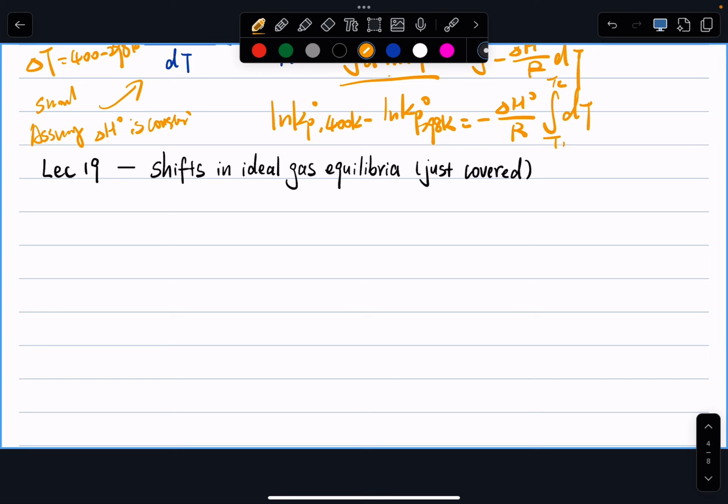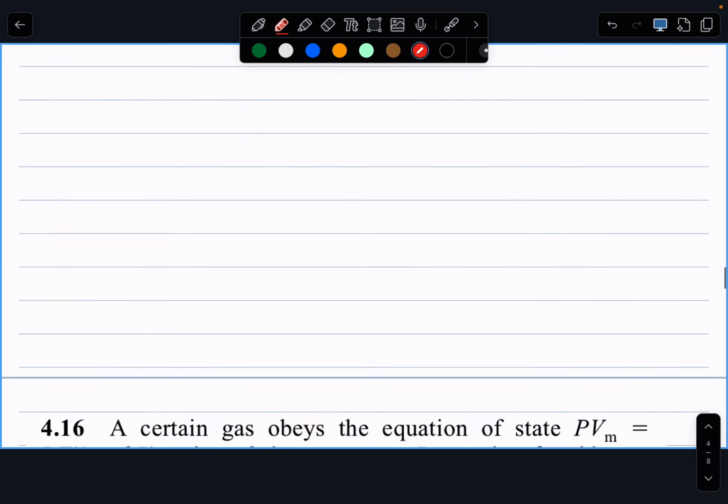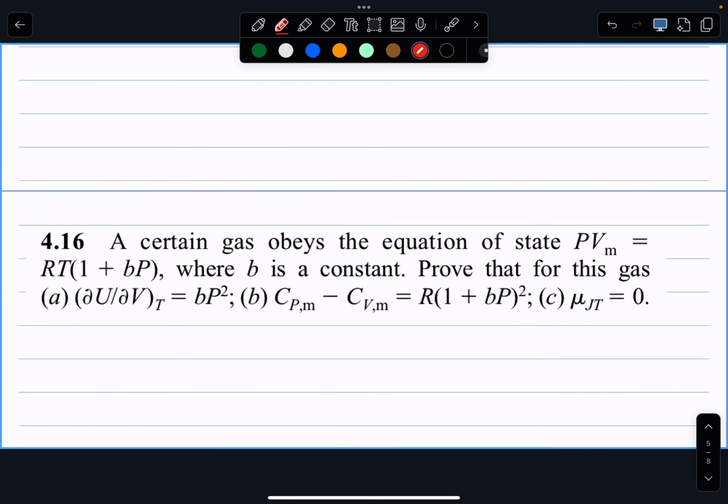And then we will be covering shifts of ideal gas equilibria after midterm 2. So this part is not on there. I made this before Monday, so I don't know how fast I'm going to go. Okay, any questions? I only have 10 minutes for example questions, but I still want to do this with you.